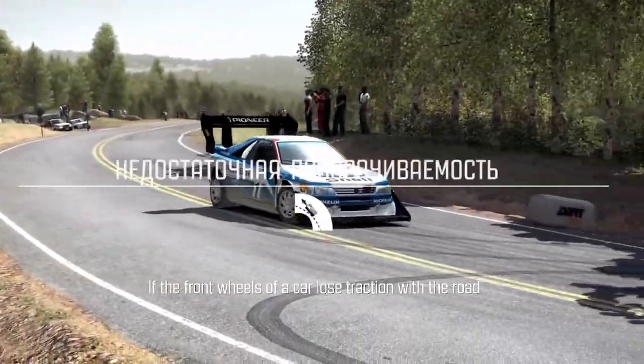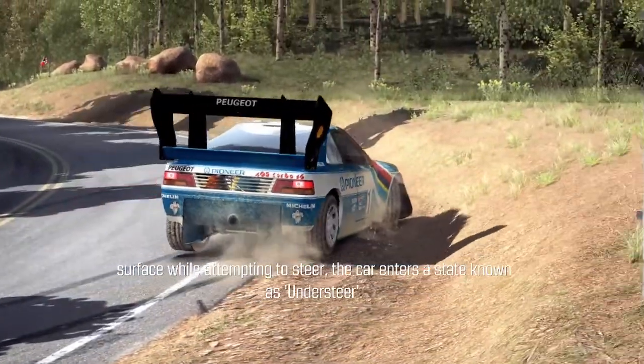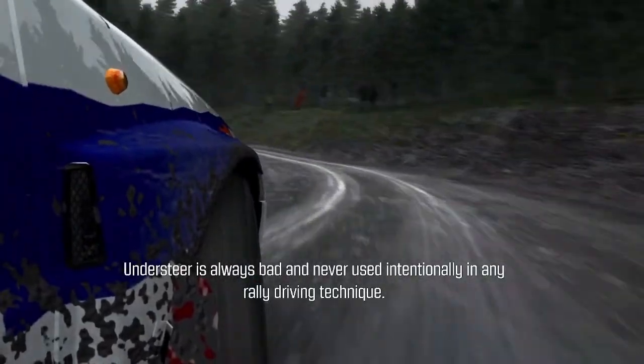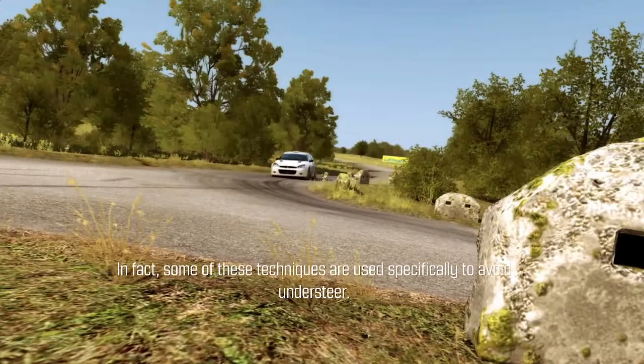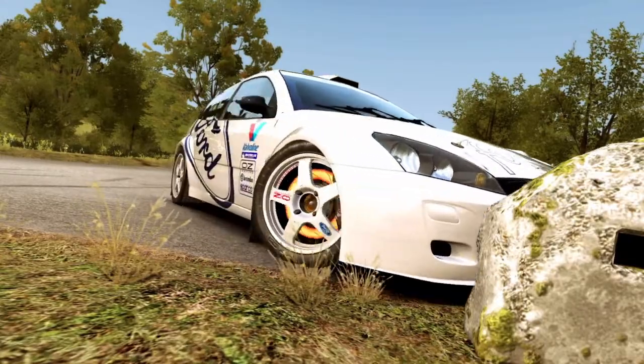If the front wheels of a car lose traction with the road surface while attempting to steer, the car enters a state known as understeer. Understeer is always bad and never intentionally used in any rally driving technique. In fact, some of these techniques are used specifically to avoid understeer.